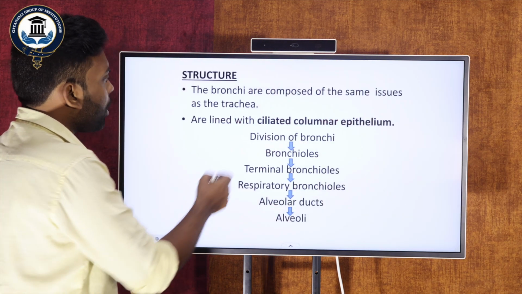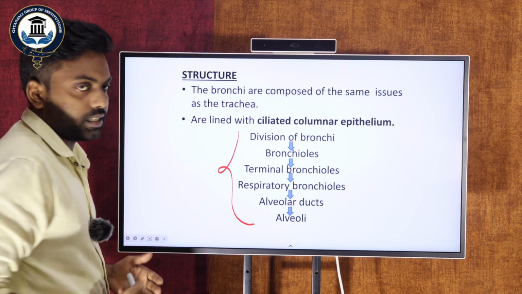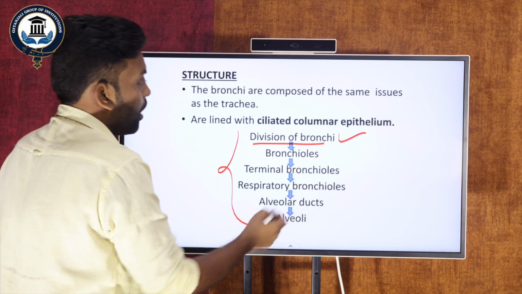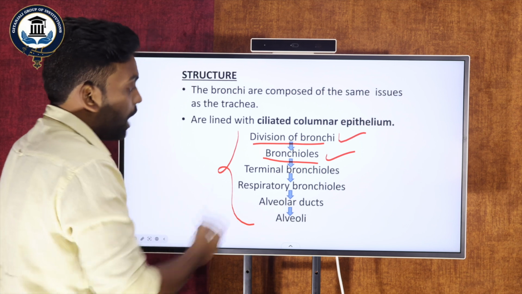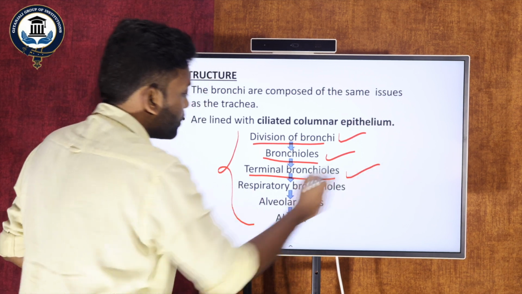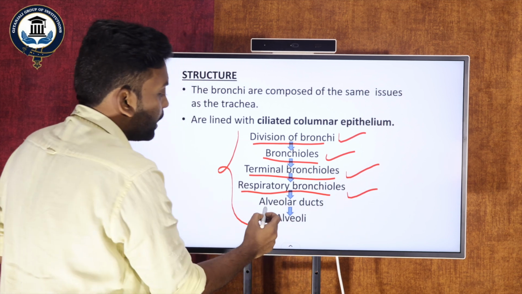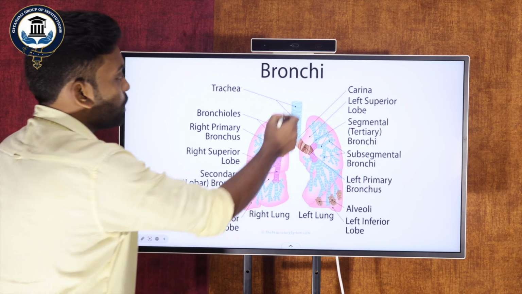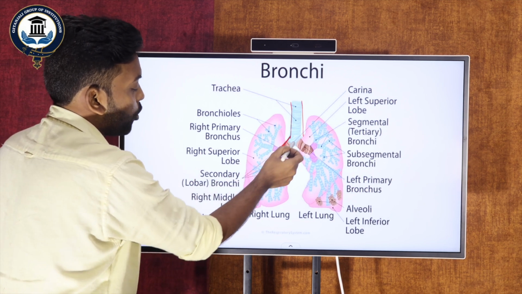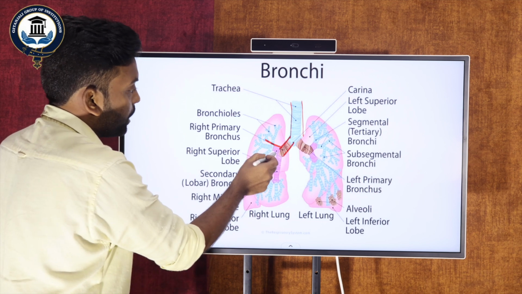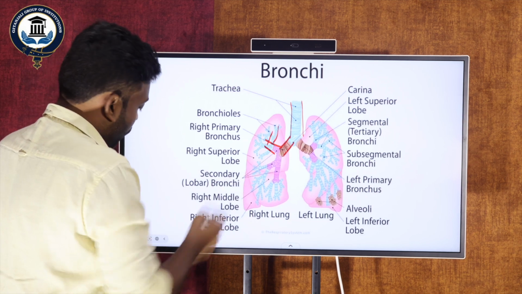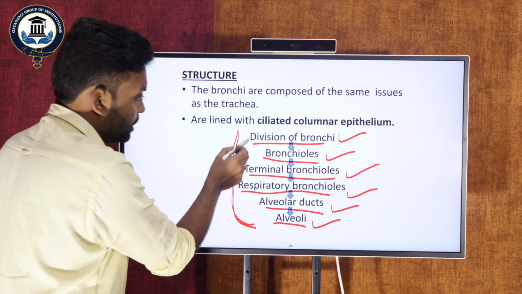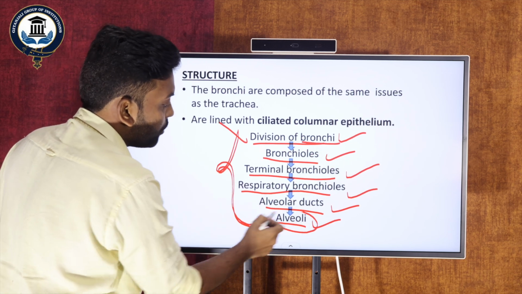Let us see the process, the divisions of this. The first one is the bronchi. After that, the continuation is the bronchioles. After that, the terminal bronchioles, then the respiratory bronchioles, next the alveolar duct, and next the alveoli. You can see it in the diagrammatic presentation: where the trachea is, and the bronchus, and the next part. So what I told you, you can find in the flow chart here. The first division is the bronchi, and the end division is the alveoli.